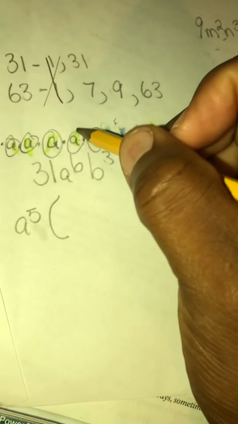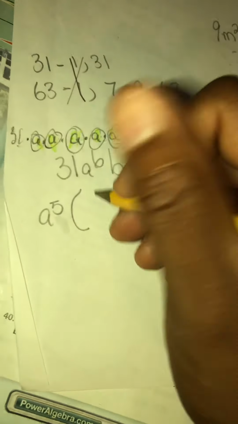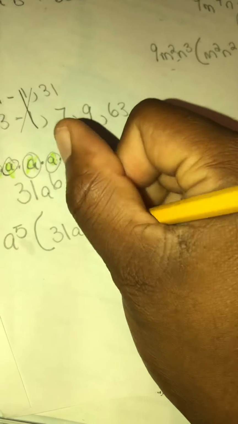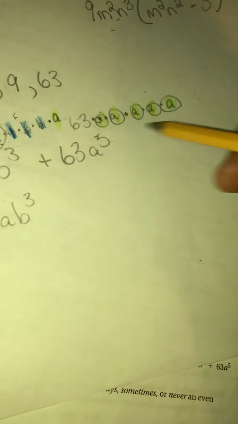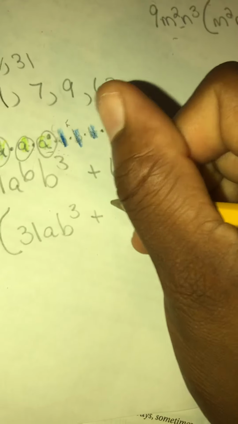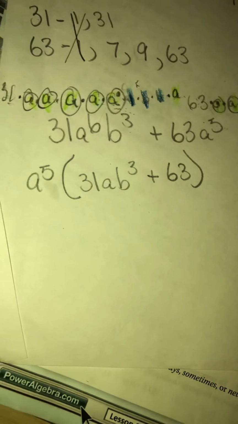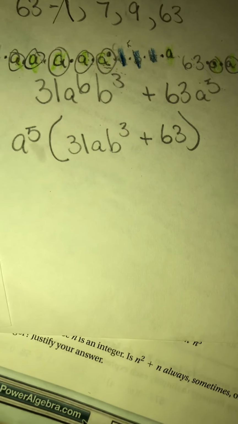So in the first term, I still have 31. So I write back 31. And then I have 1 A and 3 B's. And then in the other term, I have just 63 because all my A's were taken out. And that is the answer. Okay, so I hope that brings a little light to you.